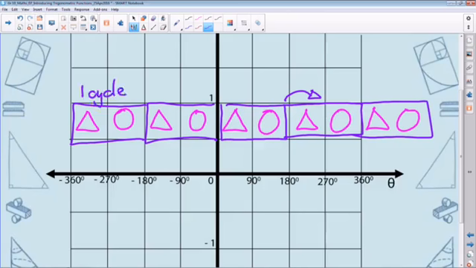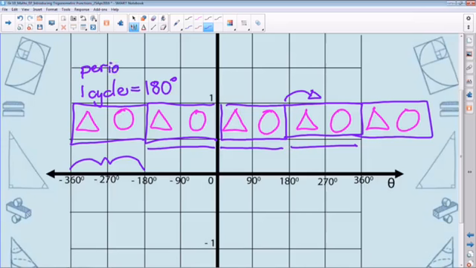How long does it take for one cycle to complete? Well, if we look at the graph, we'll see that it takes 180 degrees to complete one cycle. And this is true for every single one that's happened. Now the same thing happens with trig functions. A period is the length of time, or degrees, that it takes to cover one cycle. And in the sine graph, it was 360 degrees.